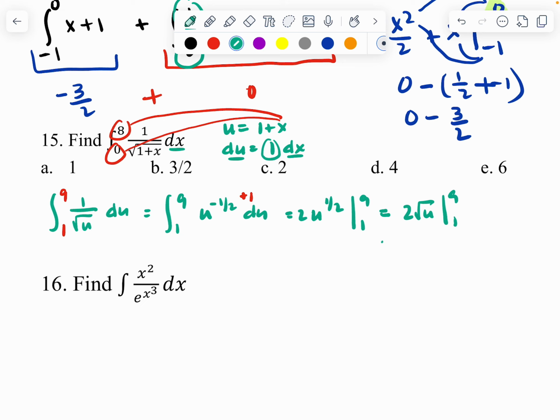And then plugging this stuff in, I'm going to have 2 times the square root of 9 minus the square root of 1, just plugging those guys in. So this is really 2 times 3 minus 1, which is 2 times 2, which is 4. So the answer is D.